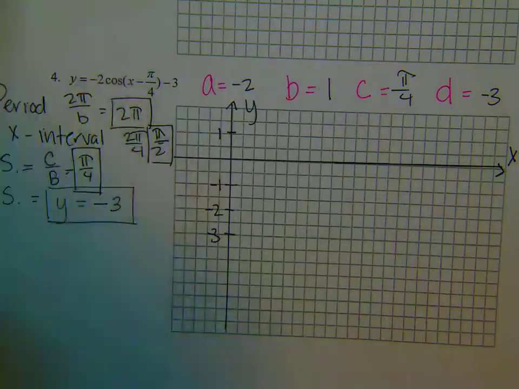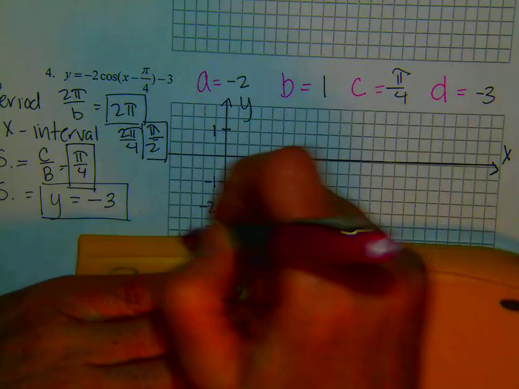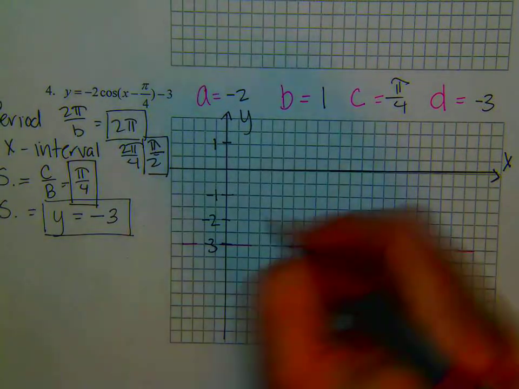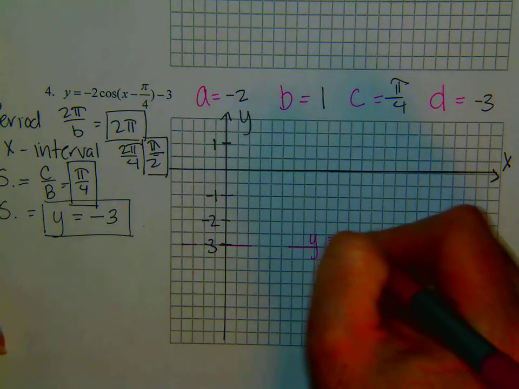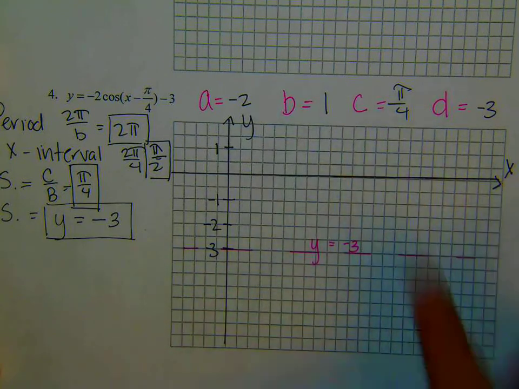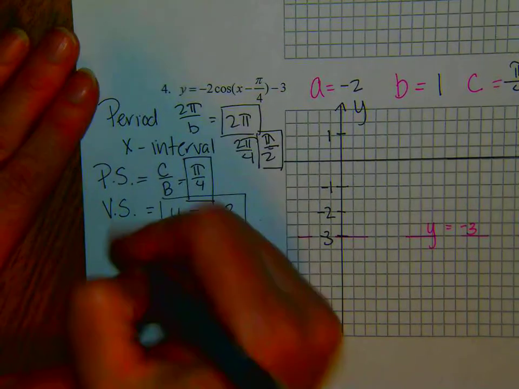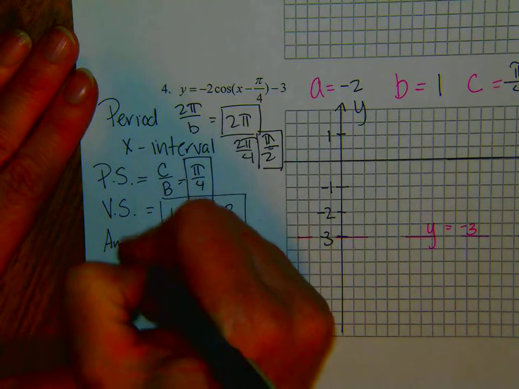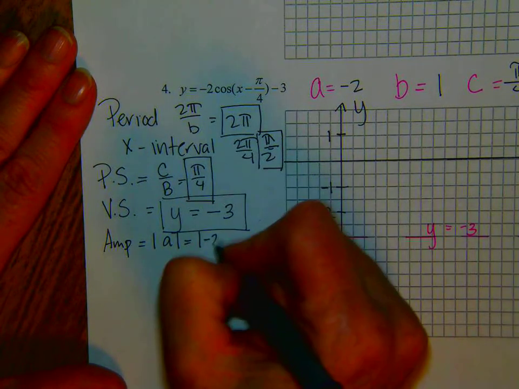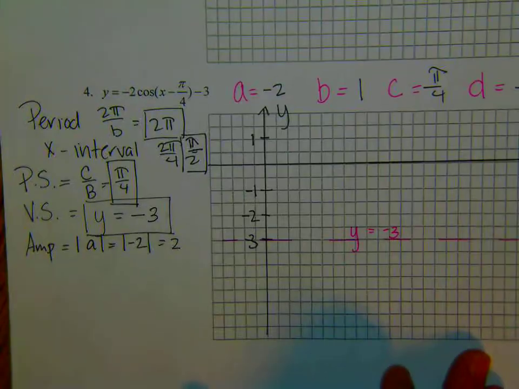Right? So I'm going to take and graph a midline. We've moved our midline down to y equals -3. Just to remind ourselves, the entire cosine graph, a negative cosine, is going to be graphed right around that midline. Okay, now the next step, if we remember, is amplitude. What is our amplitude? Amplitude is the absolute value of A, which is the absolute value of -2, which is 2. All right, now we're ready to do the table.